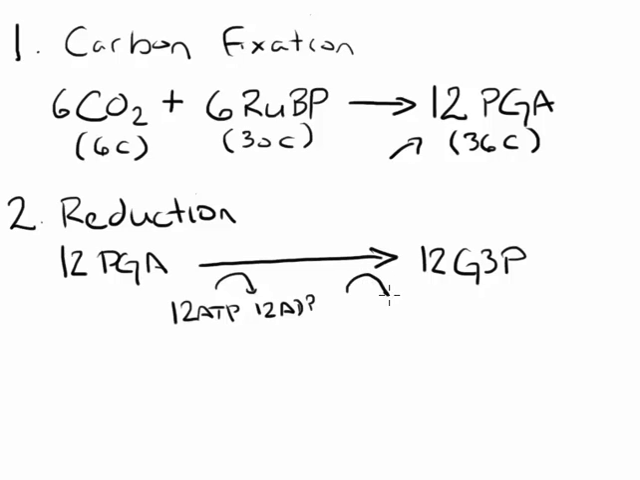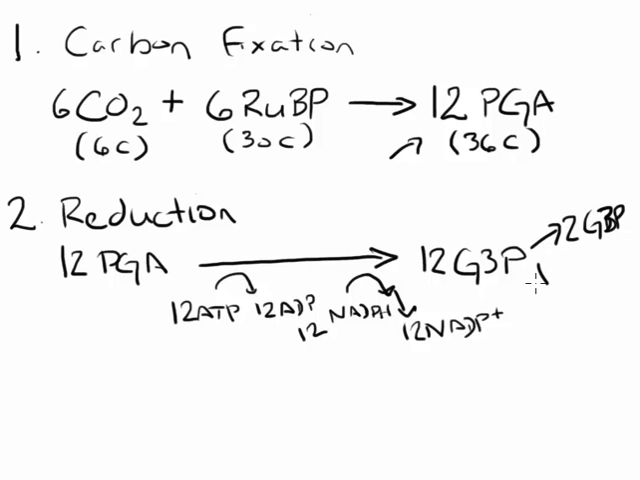We're also going to get that reducing power from NADPH. There's 12 of those too. Squeeze that in there. Let me extend that arrow down, and then we'll end up with 12 NADP plus as a consequence. So there's that ATP investment. Here's that reducing power.